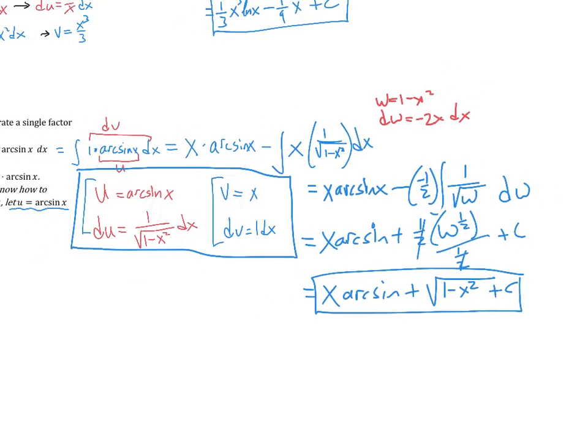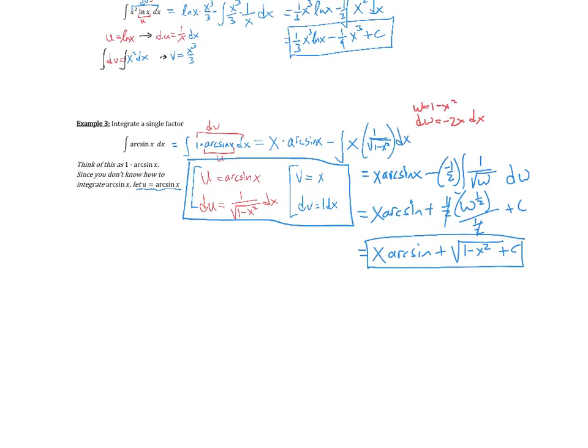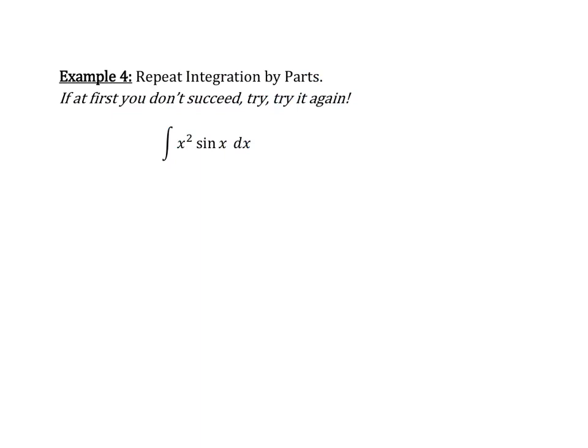There you have it. We did it. uv minus the integral of v du. That's the key. All right, one more example. Okay, you got your formula down: the integral of u dv equals uv minus the integral of v du.